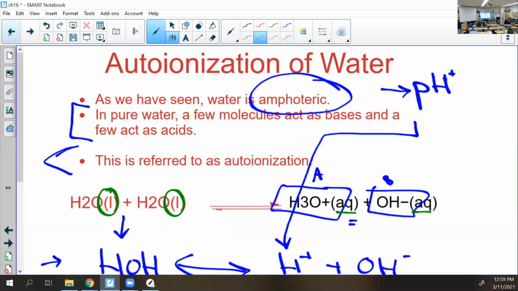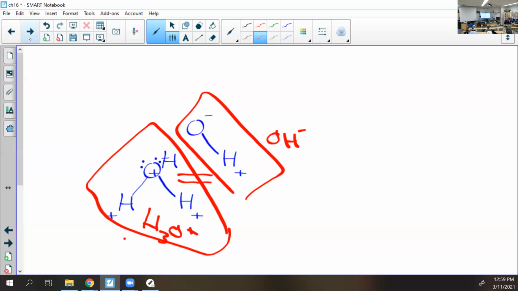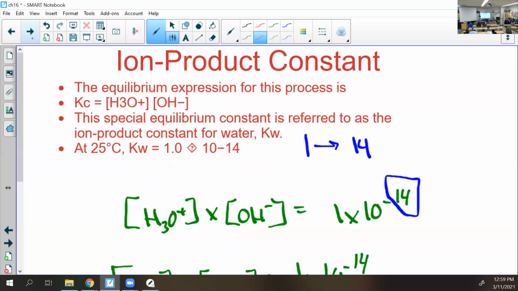All right, so now this is an equilibrium thing, so we can mess with it. What we have now is a little bit of math. The equilibrium expression for this would be H3O plus times OH minus, and we would divide it by water, but we really wouldn't. How come?